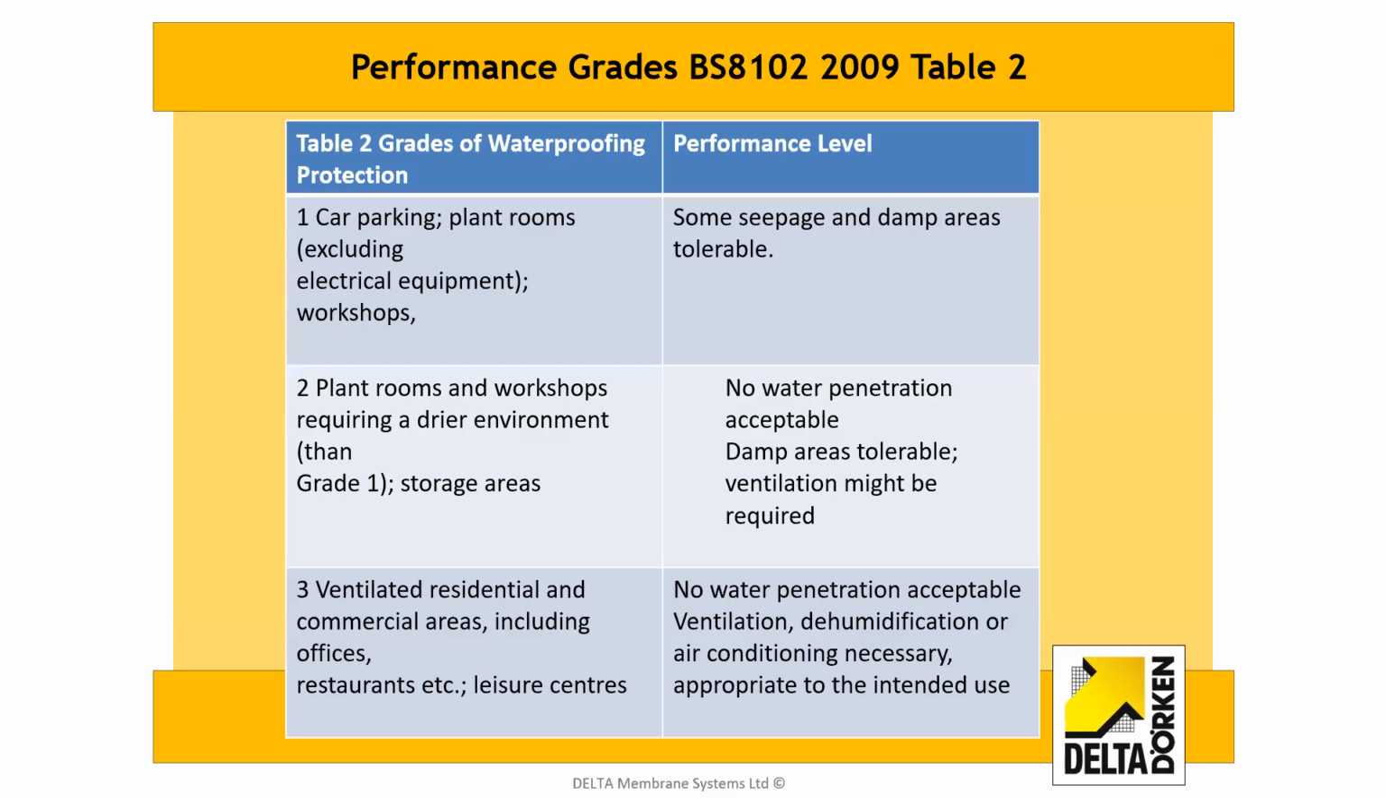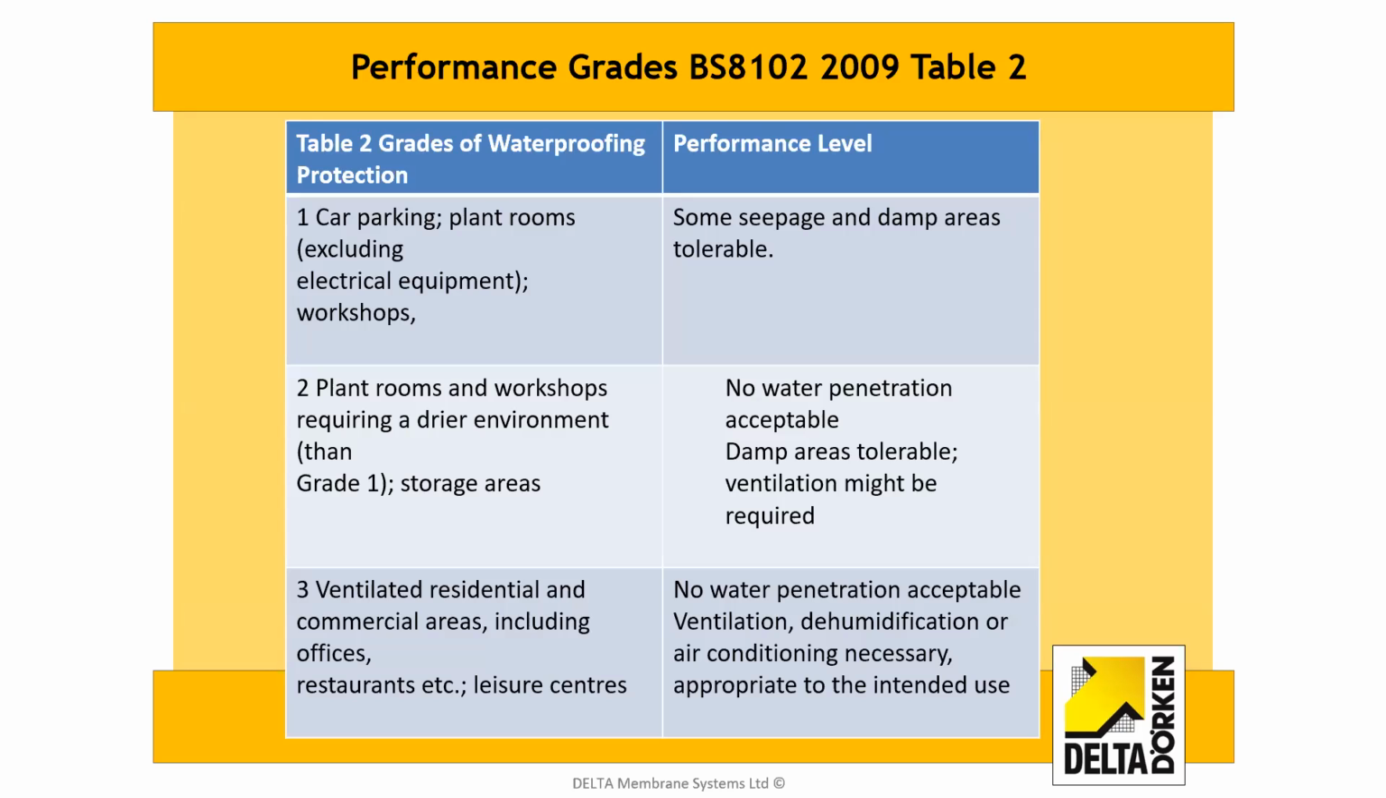The grades of environment I talked about, and we'll talk about these a little bit now. We've got 3 grades, performance levels, if you like. So we've got car parking and plant rooms, where some seepage and damp areas are tolerable. The space remains fit for purpose, does it not? If there's a bit of a damp patch under the Tesco's car park, not really a problem, provided that there's localised drainage, eco drains and gullies and whatnot, provided to deal with any ingress at the edges.